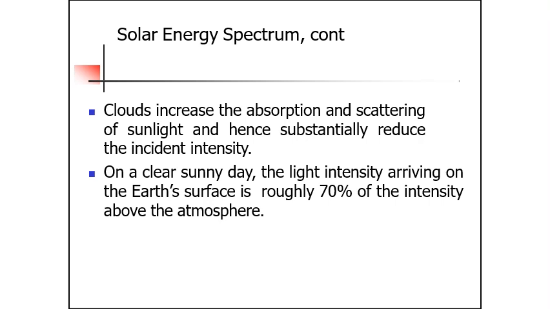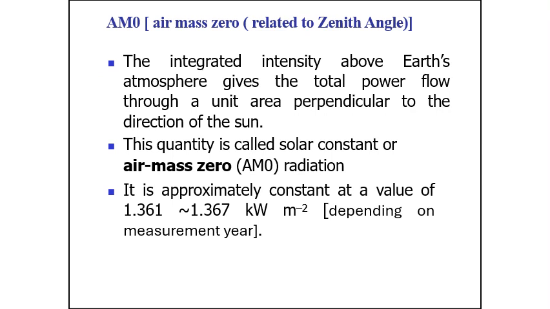So it is quite clear that on a clear sunny day, the light intensity arriving on the Earth's surface is roughly 70% of the intensity above the atmosphere, right? And if it is cloudy, the amount of light intensity will decrease depending on the presence of scattering and absorption particles like water vapor, dust, etc. Before we move to the solar spectrum, we need to know some terms. I'm going to show it one by one.